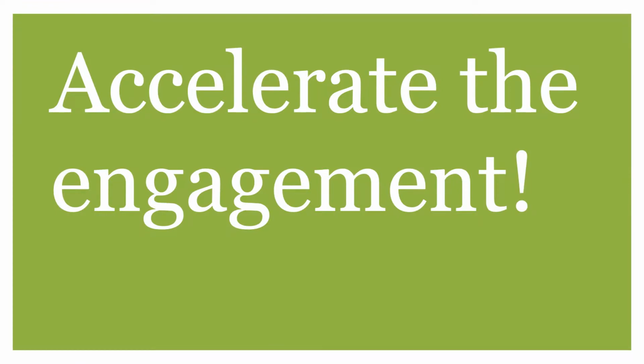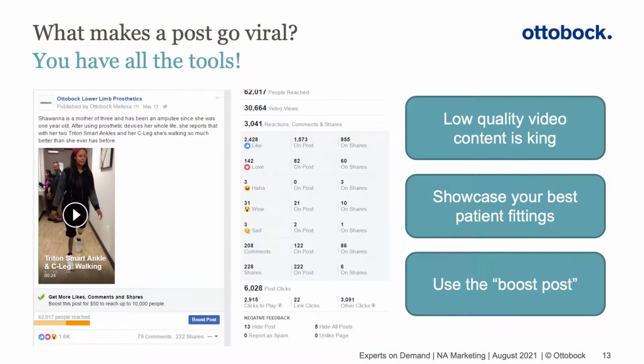So now that we have established why we should be on social media, and we've established where on social media we should be, now we want to accelerate this engagement. And again, an engagement is a like, a comment, or a share. Those are the things that we're talking about. That's what makes a post go viral. You absolutely, within your patient clinics and in your O&P community, have all of the tools that it takes to make a social media post go viral.